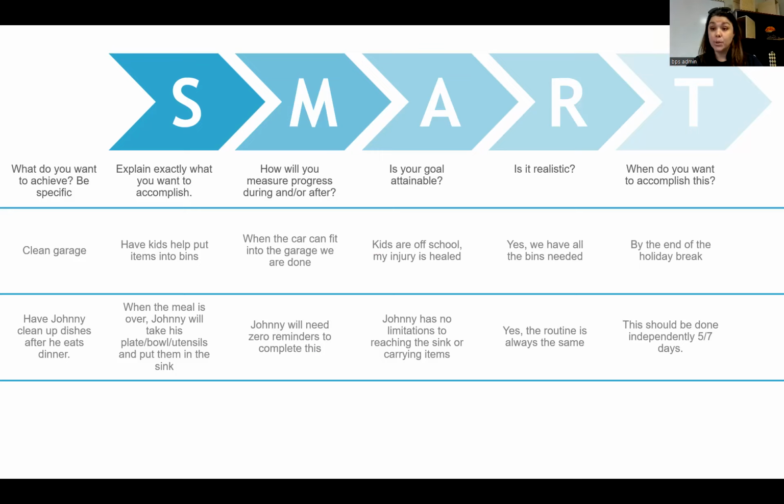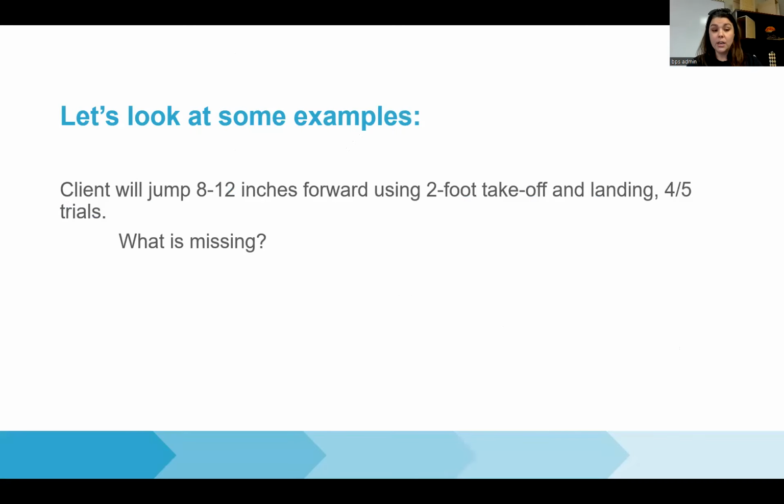We are going to go through some examples of exactly what they look like in a therapeutic setting. I've pulled some that I've redacted and edited a little bit, and we're going to go through them. Okay, so here's a goal that was written for a consumer. It says, client will jump 8 to 10 inches forward using a 2-foot takeoff and landing, 4 out of 5 trials. Okay, so what am I looking at here?